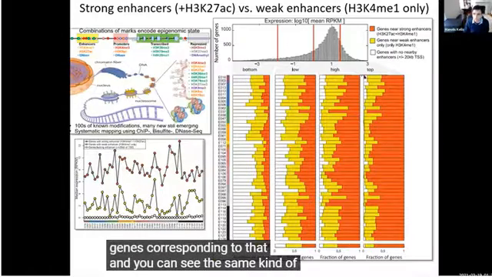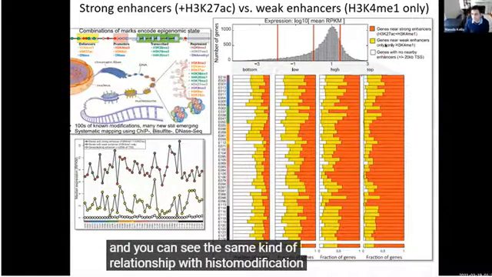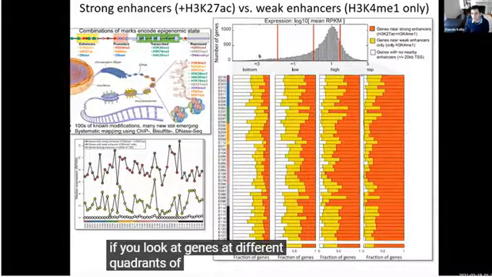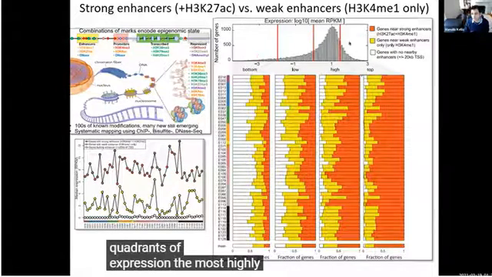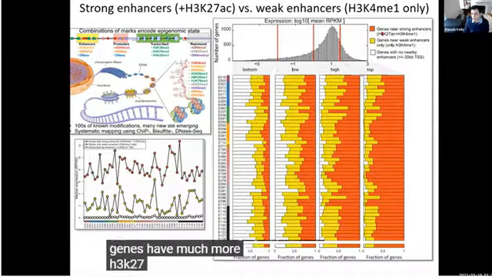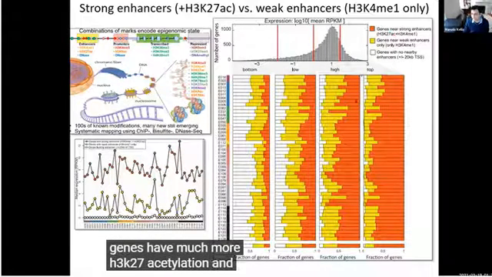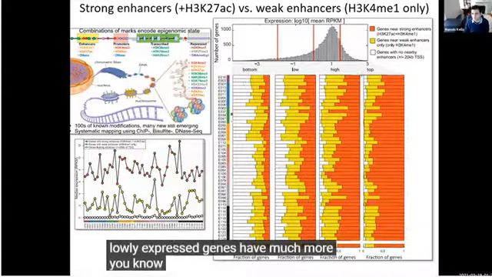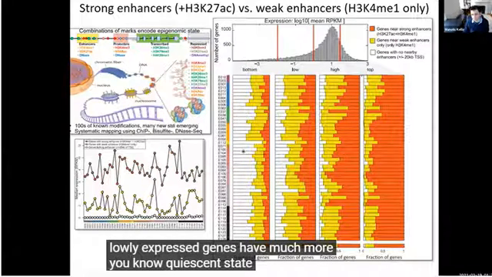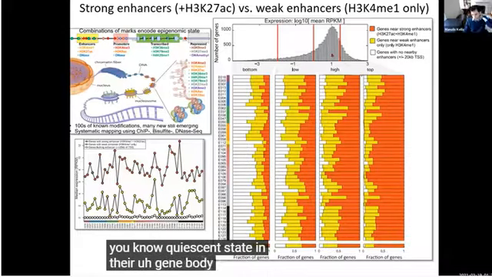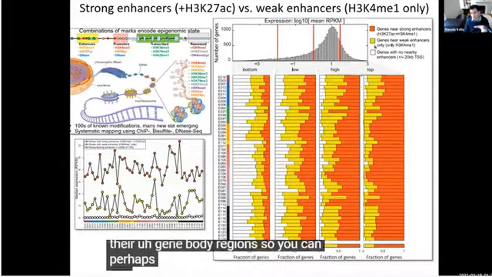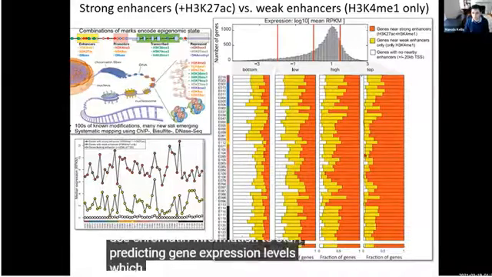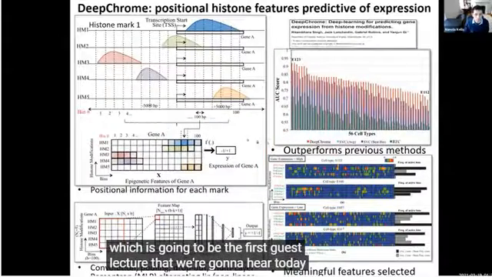And you can see the same kind of relationship with histone modification marks. If you look at genes at different quadrants of expression, the most highly expressed genes have much more H3K27 acetylation, and the much more lowly expressed genes have much more quiescent state in their gene body regions. So you can perhaps use chromatin information to start predicting gene expression levels, which is going to be the first guest lecture that we're going to hear today.